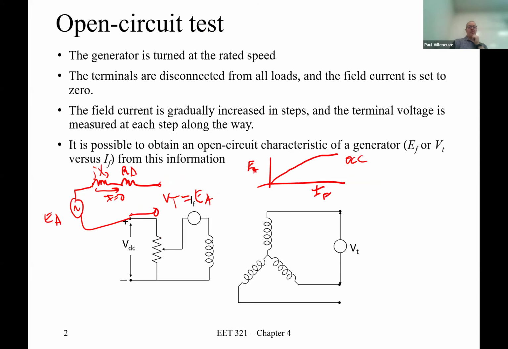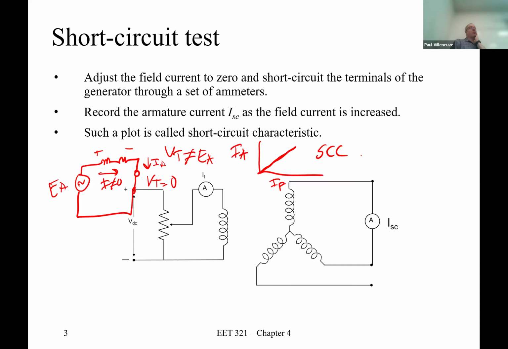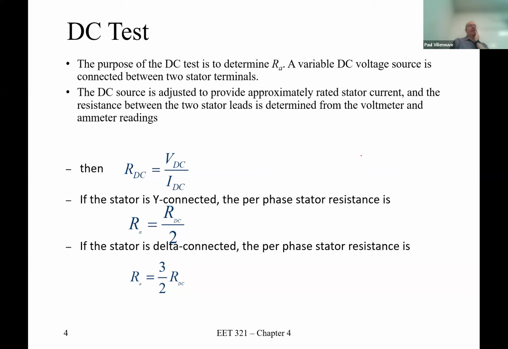So I have an open circuit and I have a short circuit. Now, the last test that I'm going to do is the DC test. And the DC test is going to vary. So remember, in a DC test, the machine is not running. All I'm going to do is look at the windings. And if it's Y connected, I'm going to put DC here.